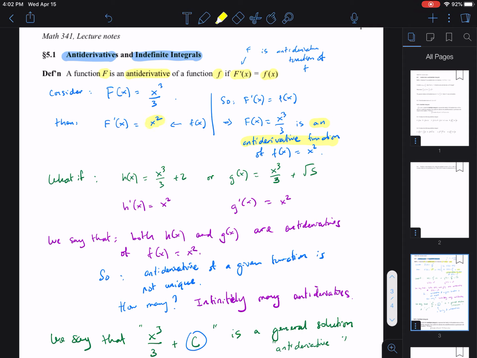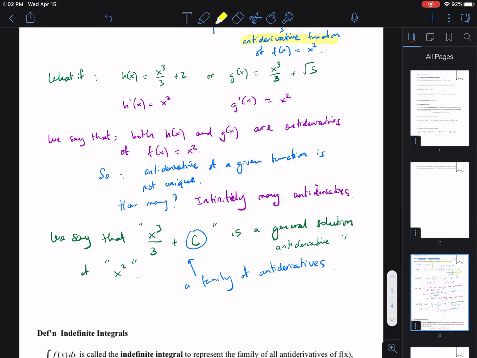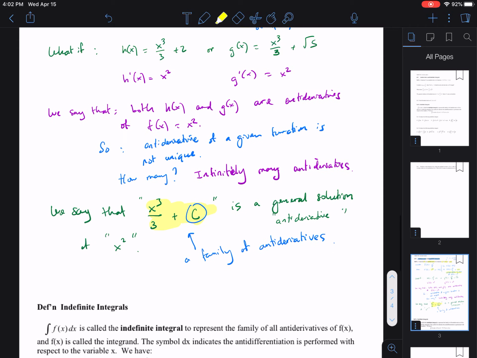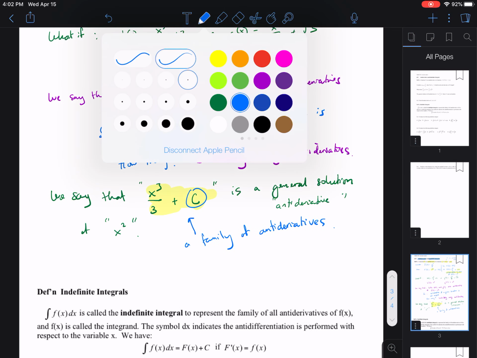It's a family of antiderivatives. The way we capture that, we say that it's a function that is x to the third over 3 plus some constant. Okay, what does that look like in terms of the graph? Well, in terms of the graph, if I sketch these antiderivatives, they look like this.